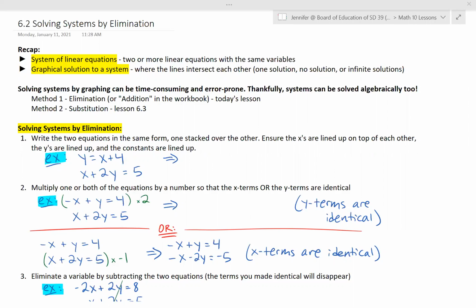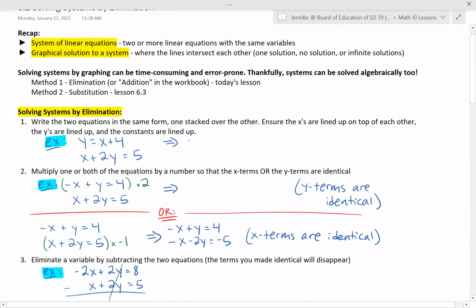Listed out are the steps of how to solve systems using elimination. First, you're going to write the two equations in the same form, one stacked over the other. Ensure that the x terms line up, the y terms line up, and the constants line up. So in this example, we have our two equations, but they're not quite in the same form and they're not lined up. So we'll rewrite them so that we've got negative x, we'll bring the x to the other side, plus y equals 4, and then that will line up with the bottom equation here. So the x's are lined up, the y's are lined up, and the constants are lined up.